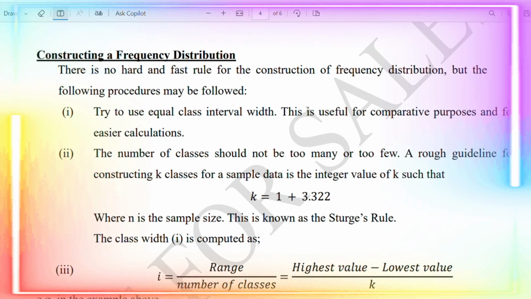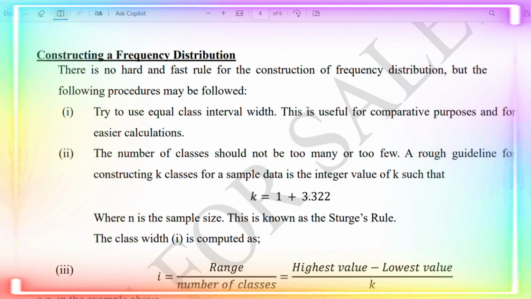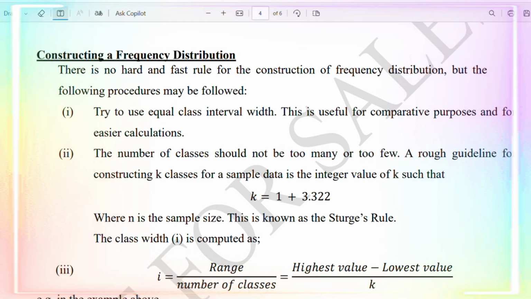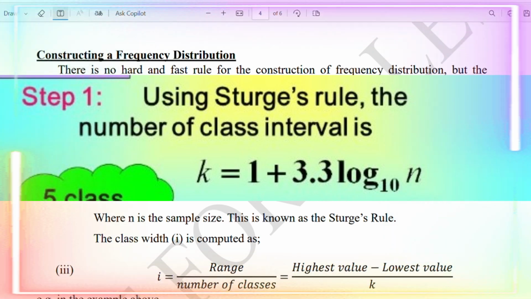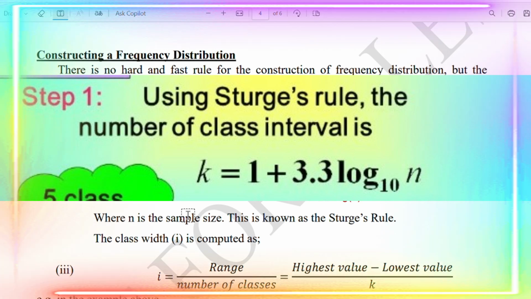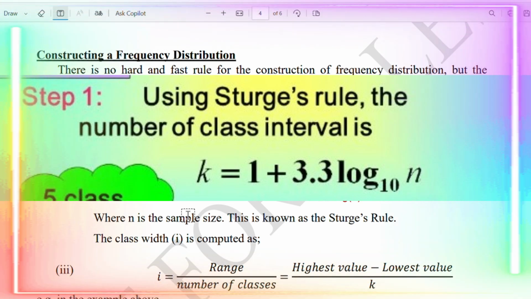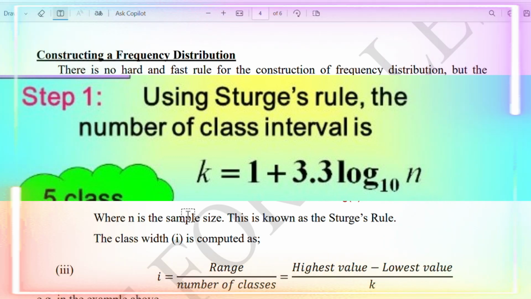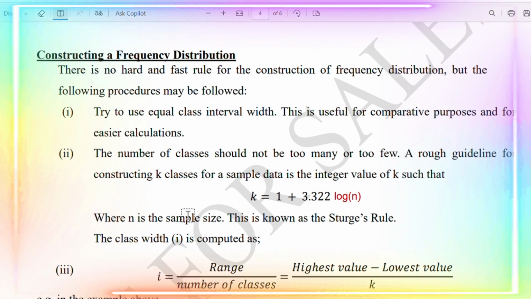A rough guideline for constructing K classes for sample data is the integer value of K such that K is equal to 1 plus 3.322 log n, where n is the sample size, and this is known as the Sturges rule. So we can make use of the Sturges rule as a guide to help us determine the number of classes that is expected.